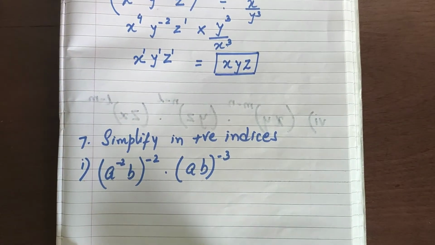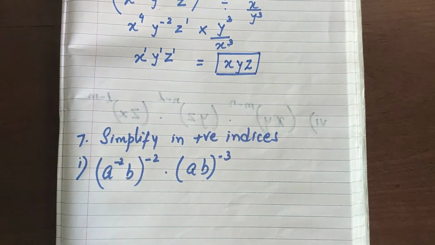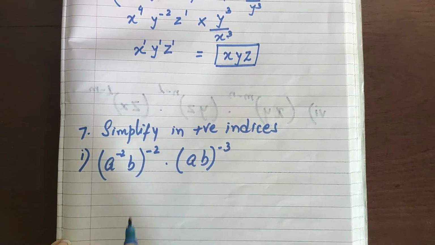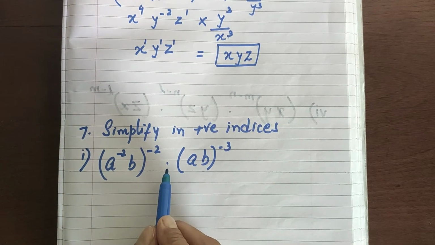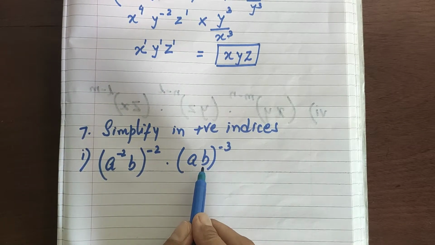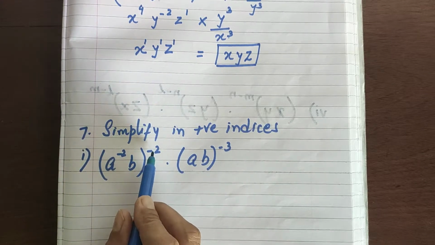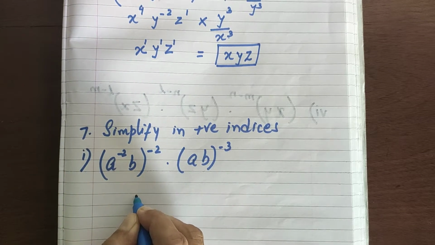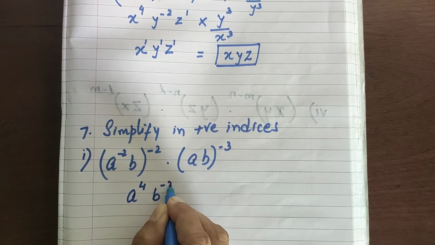Now, I move on to question number 7. Question number 7 is simplify and express as positive indices. So first, the question is a to the power minus 2b whole raised to the power minus 2, multiplied by ab whole to the power minus 3. Now first I convert this into positive. First I will multiply this. It becomes a to the power 4, b to the power minus 2.